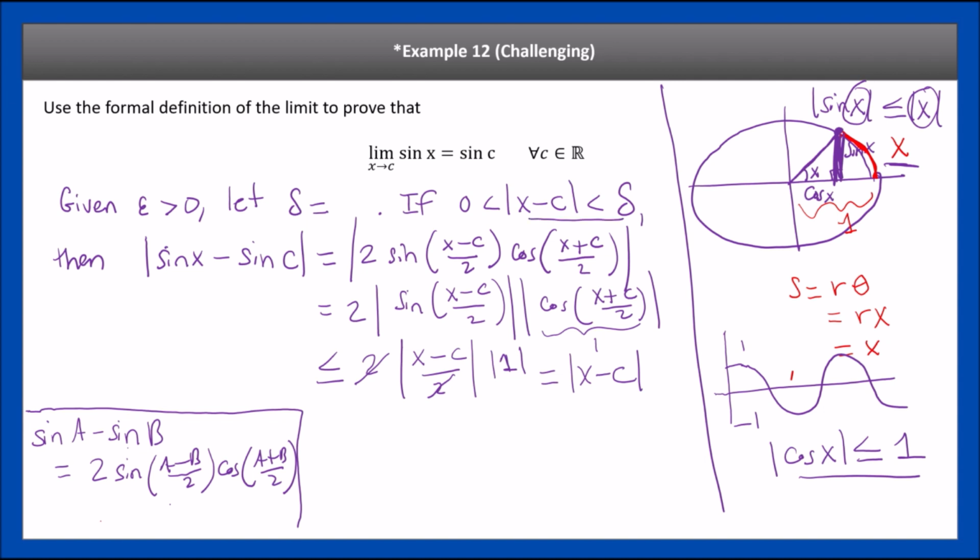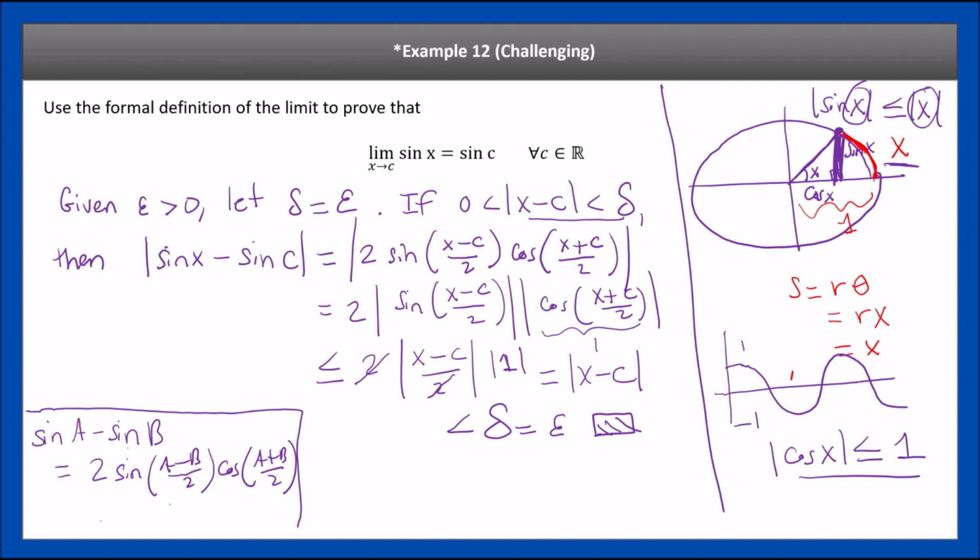Now we can actually replace that with the less than delta. So this has to be less than delta. And so if we said that delta is equal to epsilon, that would be the end of the proof. All right, and so we can let delta be epsilon, and that will show that this limit as x approaches c of sine of x is equal to sine of c. So what have we shown here? We've shown that sine of x is continuous everywhere, for all c, for all real numbers.